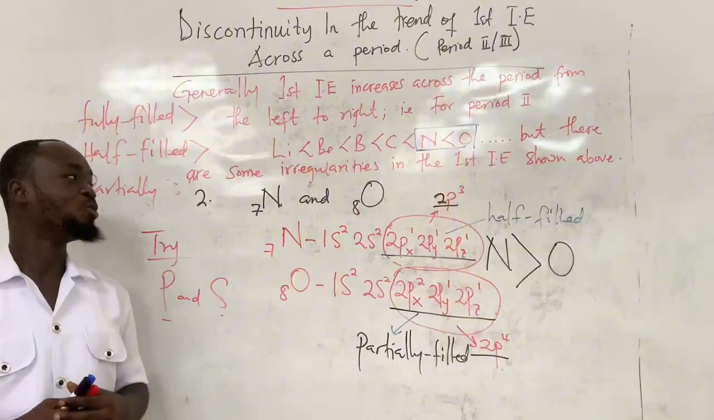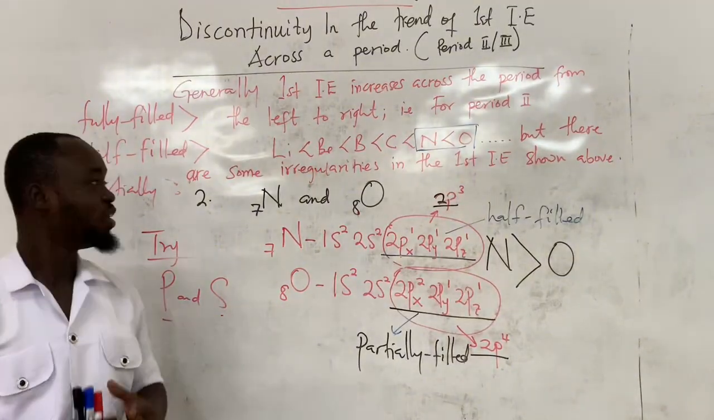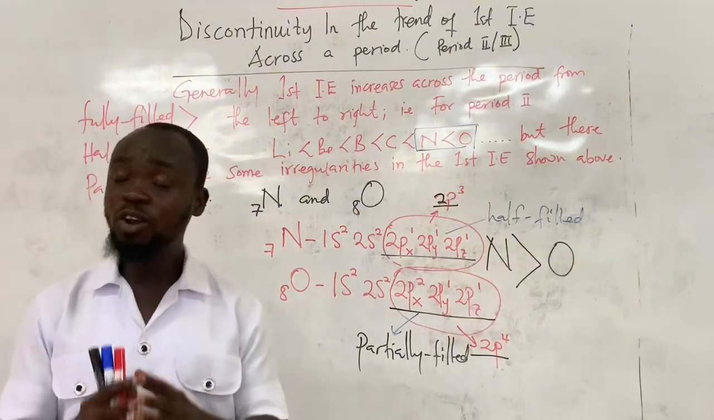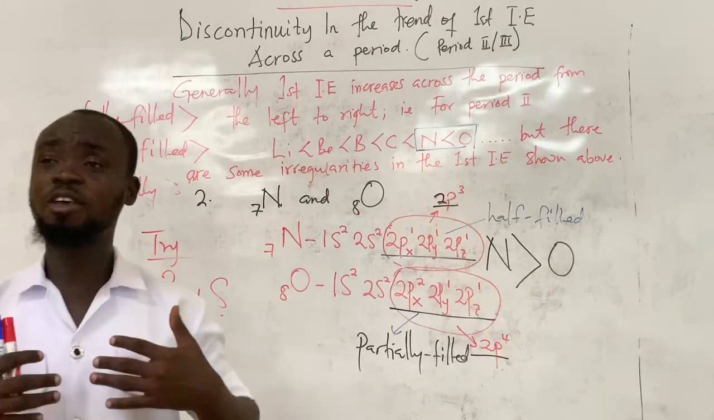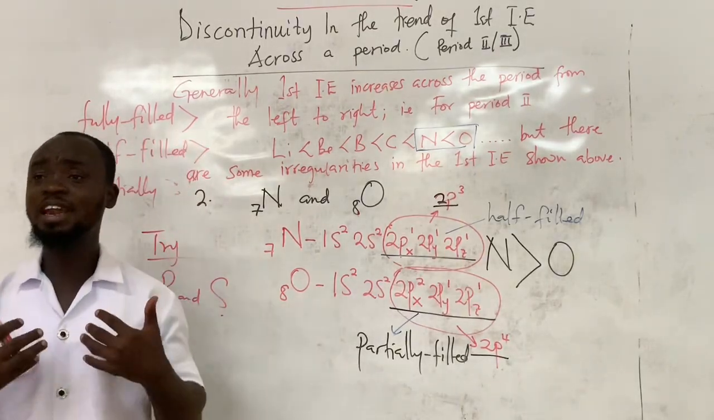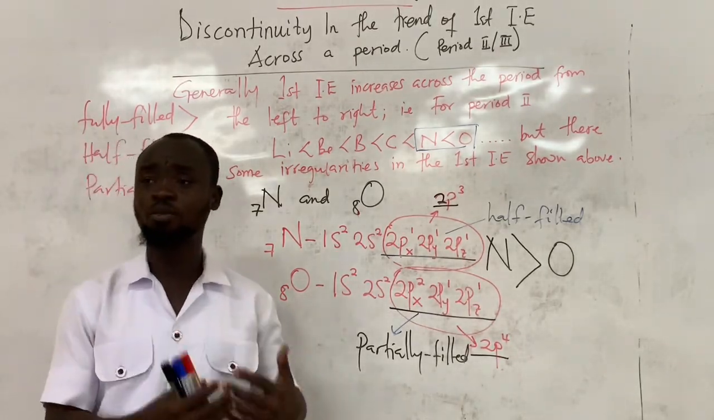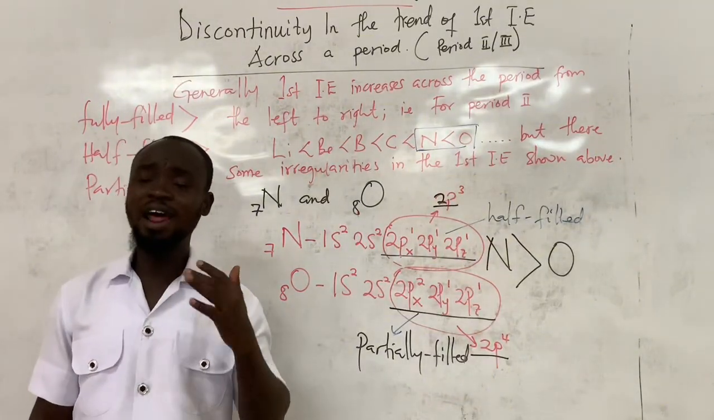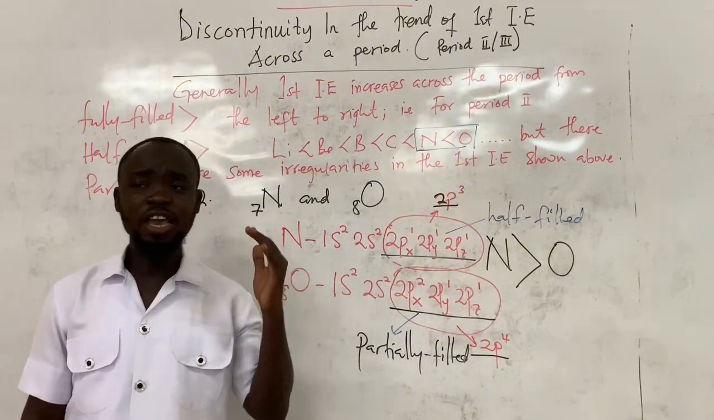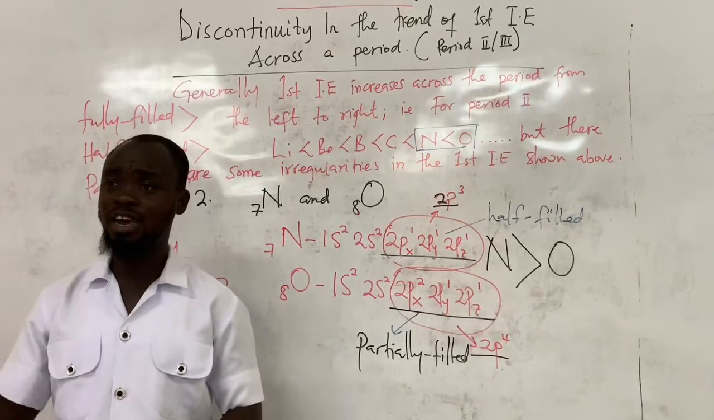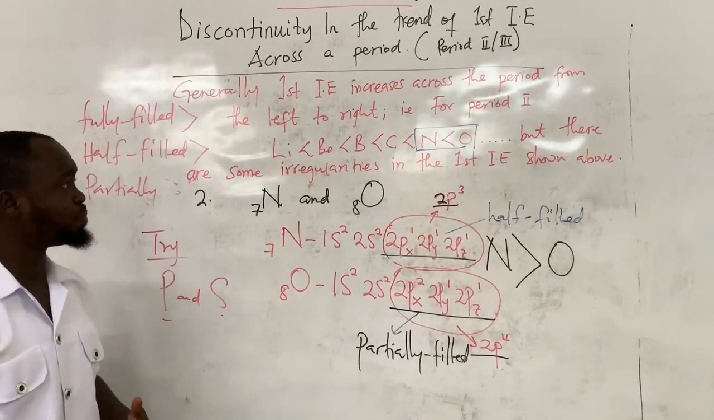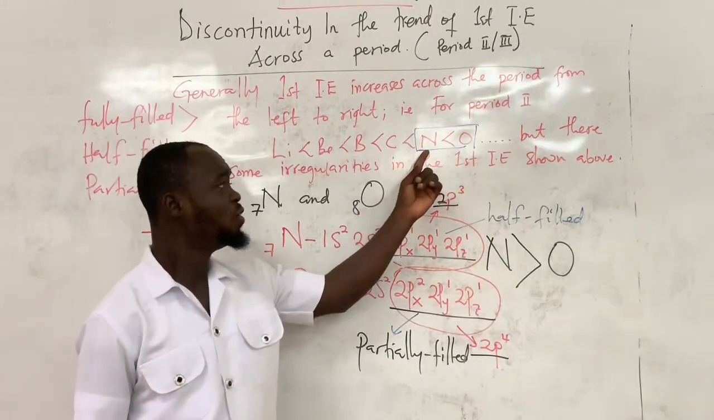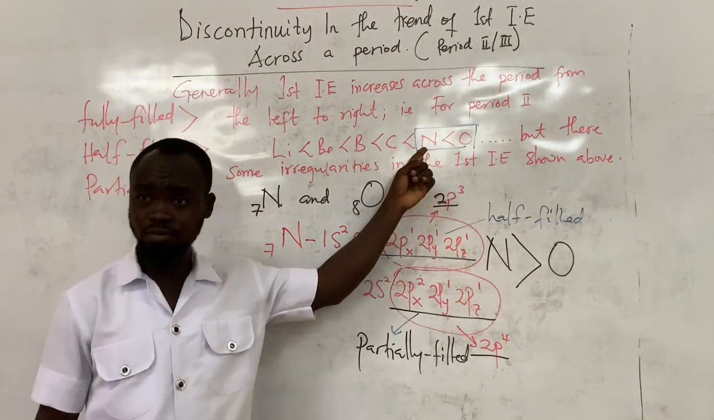Alright, so in summary, we said fully filled orbitals are more stable than half-filled orbitals, and half-filled orbitals are also more stable than partially filled orbitals. In general, ionization energy increases from the left-hand side to the right-hand side, and we expect oxygen to have a higher first ionization energy than nitrogen.